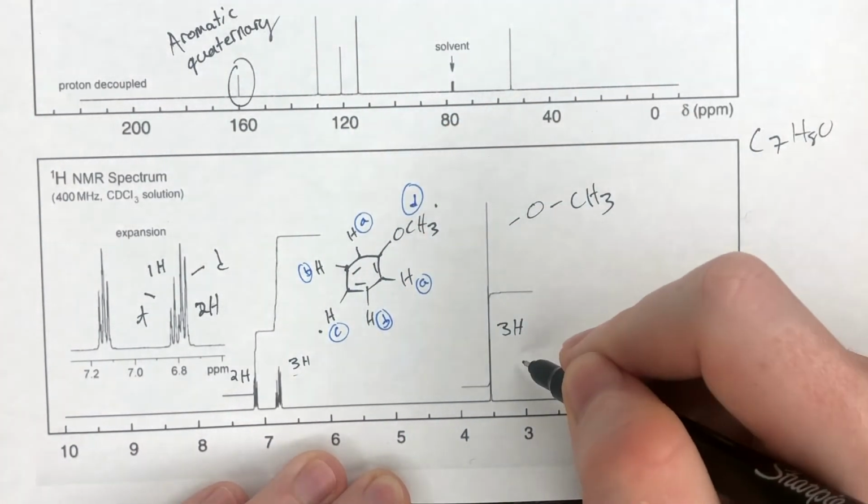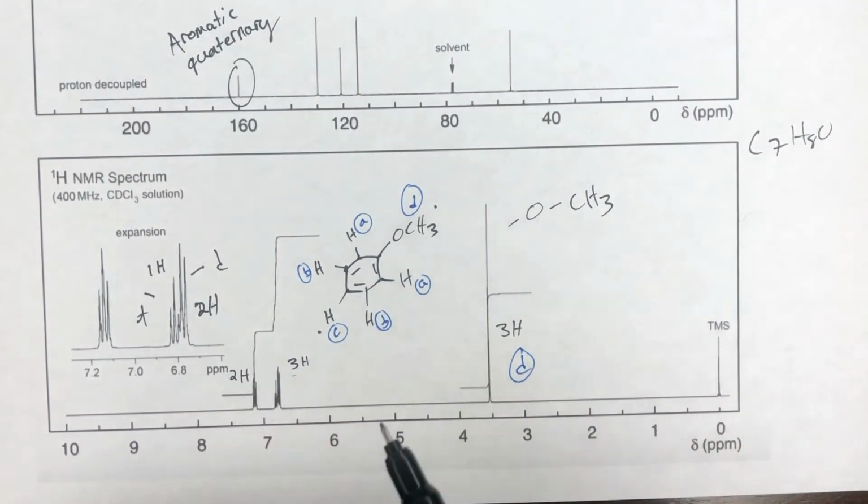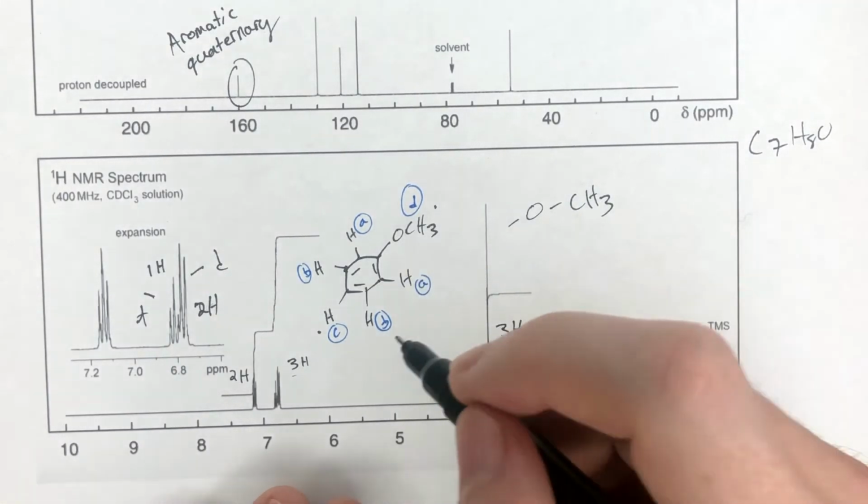So the OCH3, there's no ambiguity, that's D. Now A, you would expect to be a 2 hydrogen doublet, as it's adjacent only to B, which is equivalent on either side. So you would see one splitting partner, so 1 peak. And that's exactly what we see. So A is here.